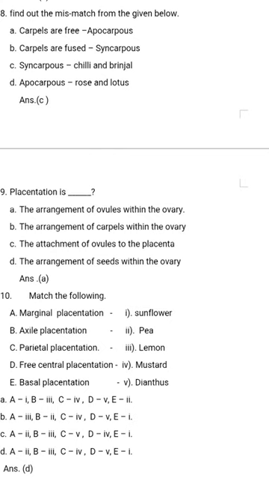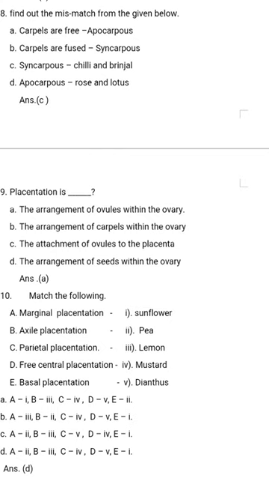Apocarpous, as we discussed in the above option, carpels are freely present. That nature is called apocarpous. But here, students, I would like to tell you one important point. Syncarpous examples, according to the NCERT textbook, are mustard and tomato, not chili and brinjal.